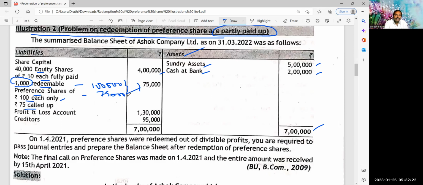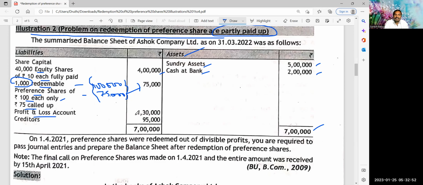Then how much is the difference here? 25,000 is what? Still in arrears. Sorry, not in arrears. They have not called. Final call has not been called. If you call final call, you'll be getting 25,000. Then this 75,000 becomes 1 lakh. 100 rupees it becomes. Okay, then you can go for repayment of the capital to the preference shareholders.